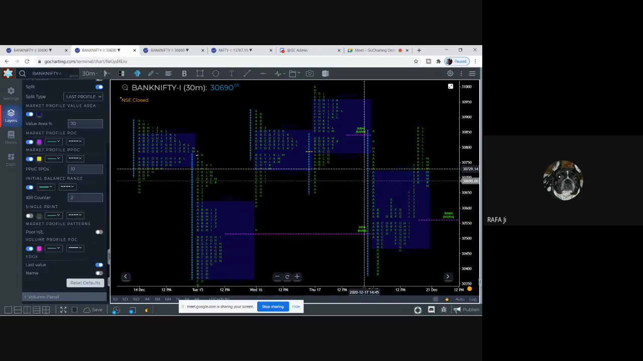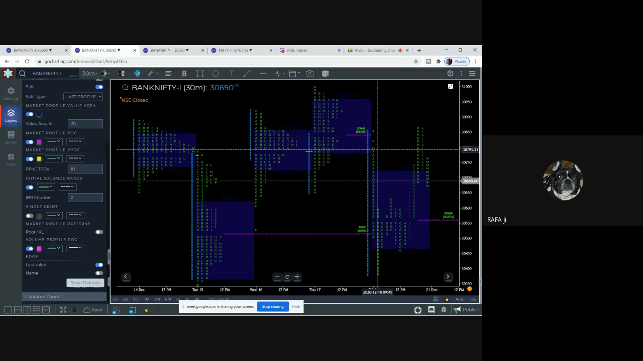And I am ready before the day opens that if it gets rejected here, the open becomes really important. And if it is opening within the profile, the odds are it will stay within this. And when it rejects here, I know this is the first target that I should be aiming at, 650.